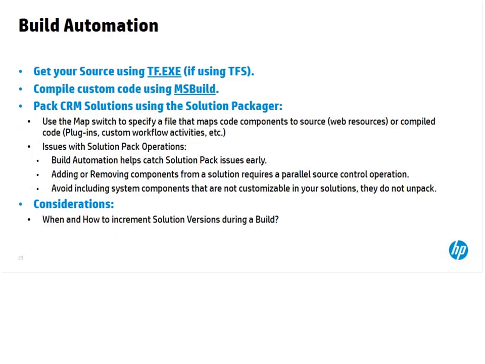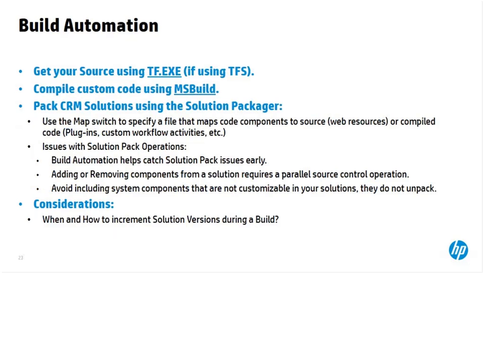So in terms of build automation, what are the key pieces that you need to take advantage of? First of all, Visual Studio comes with a utility called tf.exe if you're using TFS, and that allows you to programmatically interact with TFS and get source code out of TFS. So if you're using TFS, that's going to be an important tool you need to leverage.